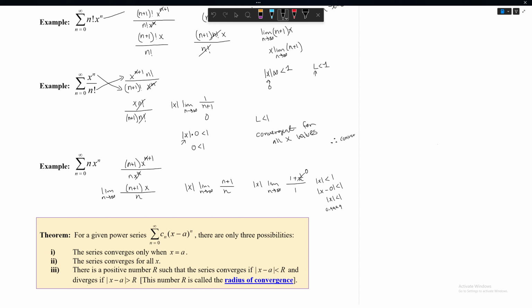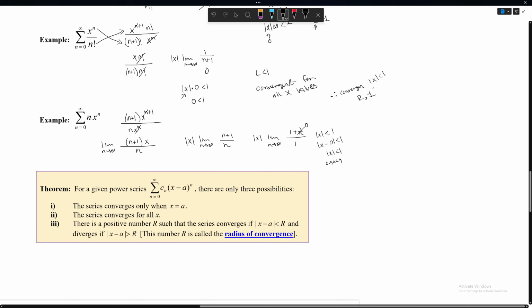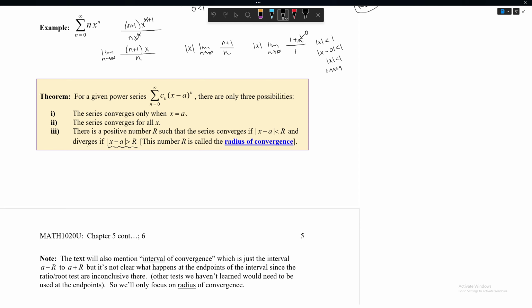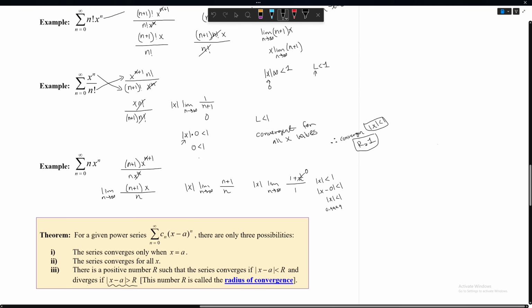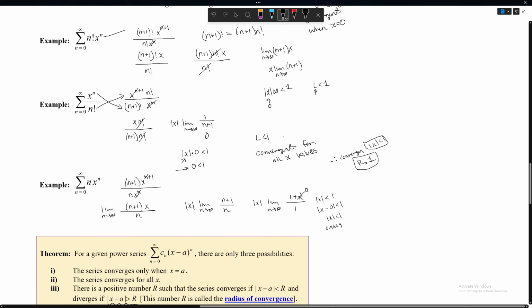convergent at x less than 1. That's about it. Or you can say r equals 1. Same thing. When you say these two things, this is saying this. And so the series converges only when x equals a, and the example where x equals a, you see this? It was 0. Actually, no, this converges for all x values.